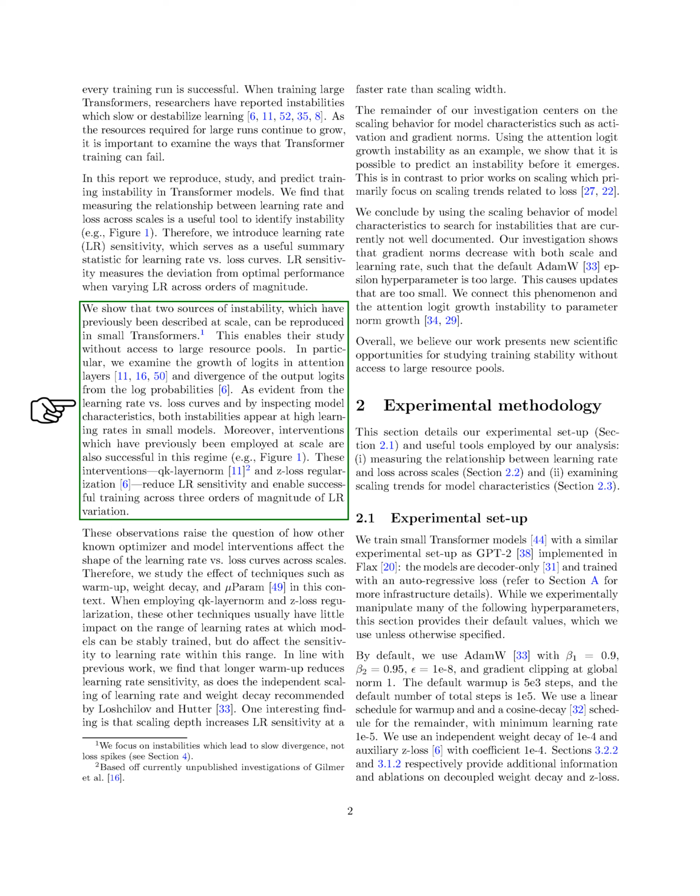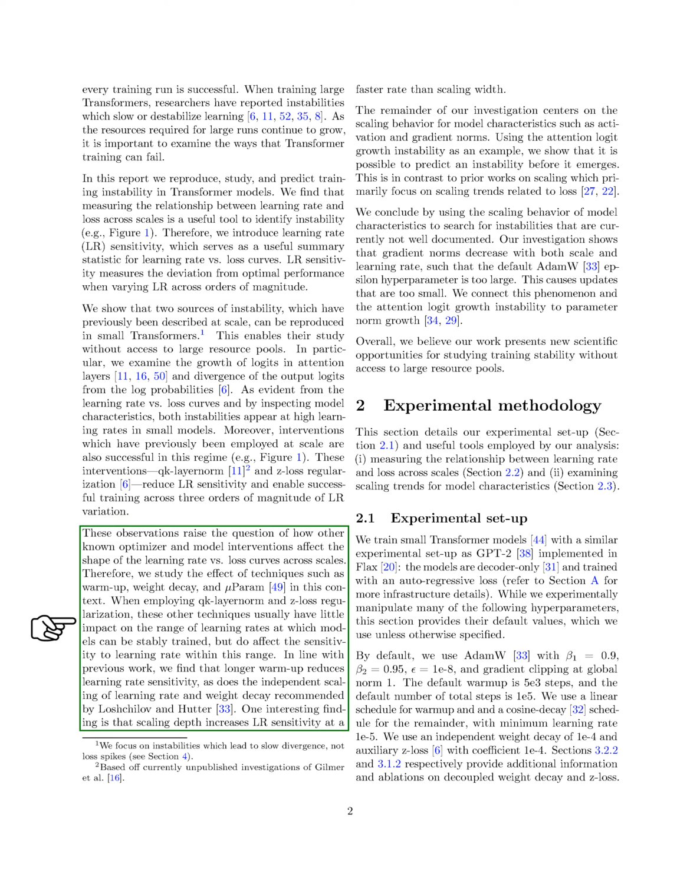We've also found that certain interventions, such as QK layer norm and Z-loss regularization, can reduce learning rate sensitivity and help ensure successful training across a wide range of learning rates. This has led us to question how other known optimizer and model interventions might affect the learning rate versus loss curves across different scales. We've studied the effect of techniques like warm-up, weight decay, and mu-param in this context. When we use QK layer norm and Z-loss regularization, these other techniques don't usually affect the range of learning rates at which models can be stably trained, but they do affect the sensitivity to learning rate within this range.